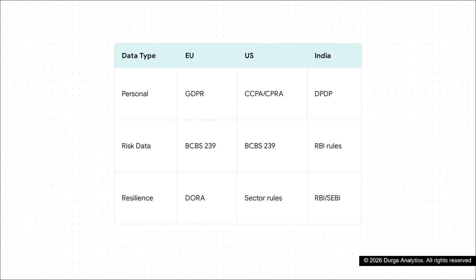Bank risk data faces BCBS 239 principles in the EU and US, but very specific RBI expectations in India. This proves exactly why global firms need a common governance core with regional overlays. You definitely don't want to build completely siloed systems for every single country.